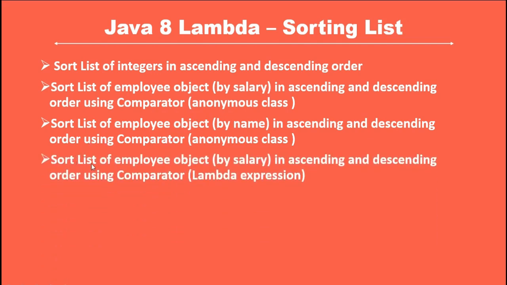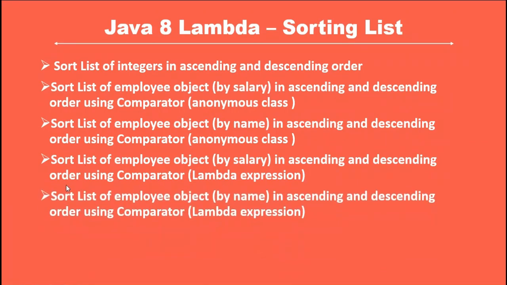Okay, we will see how to sort employee objects by salary in ascending order and descending order using Java 8 Lambda expressions. Okay, and we also see how to sort a list of employee objects by name in ascending order and descending order using lambda expression. Alright, we're gonna create all the examples to demonstrate these use cases. Okay, let's start with the very basic, how to sort a list of integers in ascending order and descending order. Let me switch to the Eclipse IDE and let us start developing these examples.